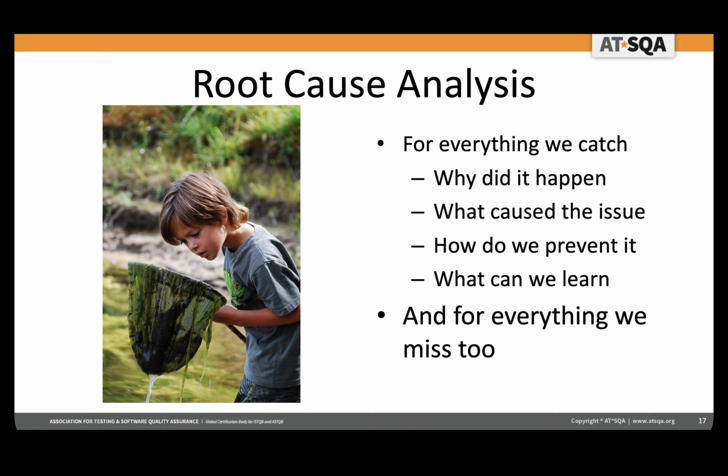And don't forget, it's not just the defects that you find, it's also the defects that you missed. So things that are found in production or found by another team or maybe in integration later, we want to look at those as well. So just because you didn't catch it doesn't mean you shouldn't look at it. You want to look at every defect that's found.